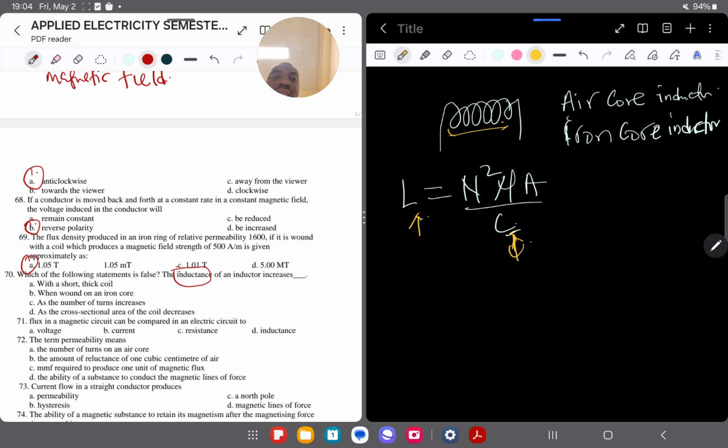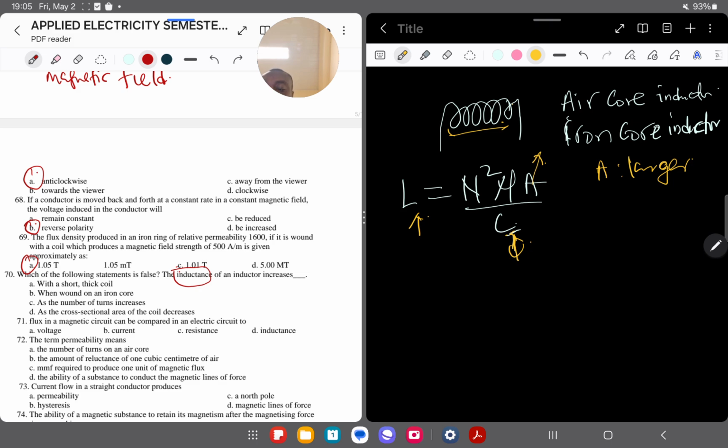And then thick coil. Thick here is talking about the wire that we have. If you have a thick coil, the area is going to be larger than if you have a very thin coil. The area here is directly proportional to the inductance. So if you increase the area by making the coil thick, the inductance will also increase. So you can see that the first part, A, is correct.